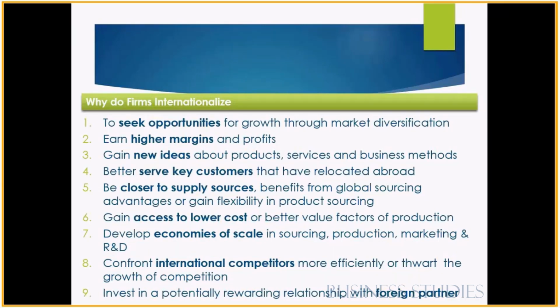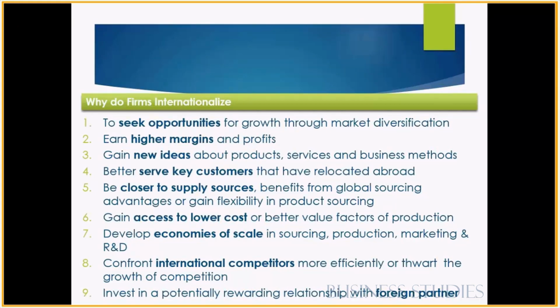The next point is earn higher margins. When you export, you are bringing international or foreign currency into your local country, right? Simultaneously, the exchange rate is going to give you better margins. And when you utilize the additional or extra capacity that you have, that is going to give you higher margins.